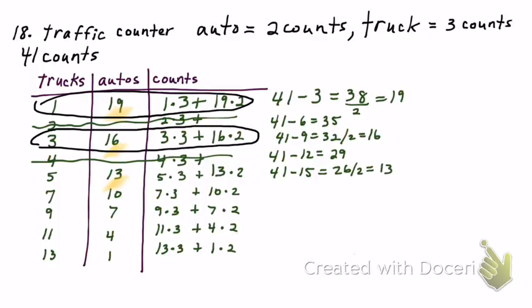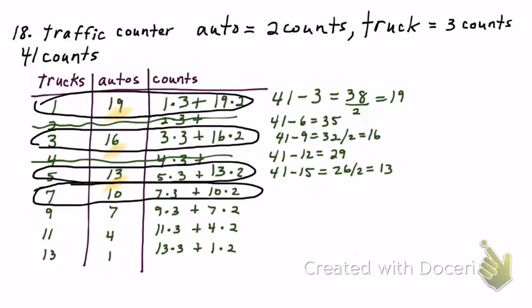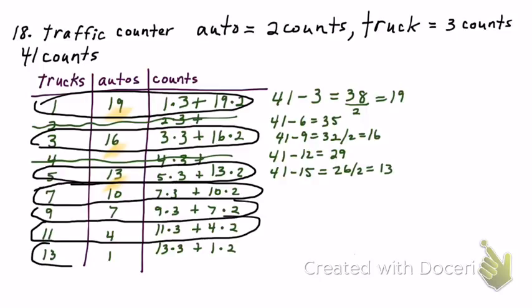We got 1, 2, 3, 4, 5, 6, 7. I actually have 7 cases here, 7 possibilities. So there is not a single answer to this problem. There's actually 7 possibilities. Let's move on to the next problem.